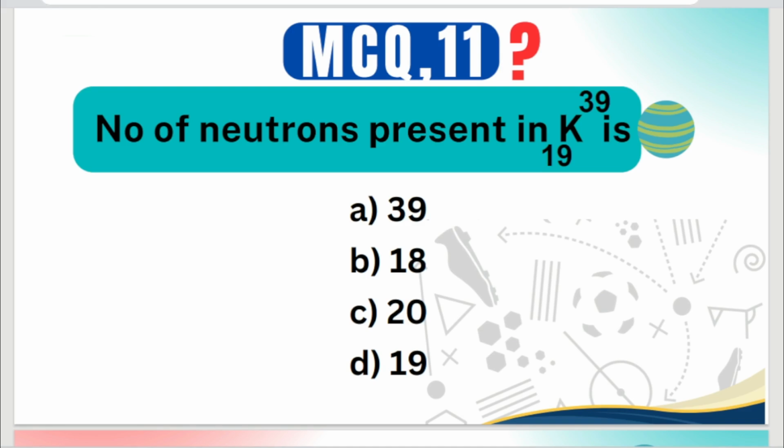We know that number of neutrons can be obtained by subtracting proton number from the atomic mass. Atomic mass is 39, so we have to subtract 19 from 39, and the answer comes to be 20. So the answer is 20, which is the number of neutrons in potassium nucleus.